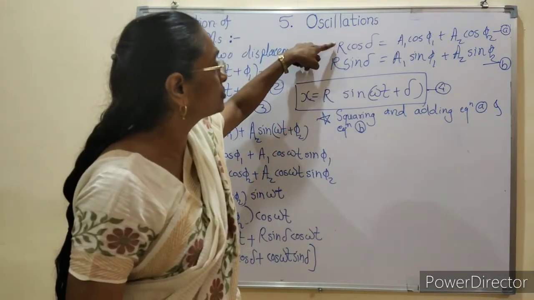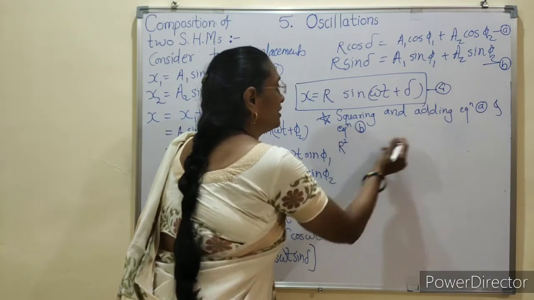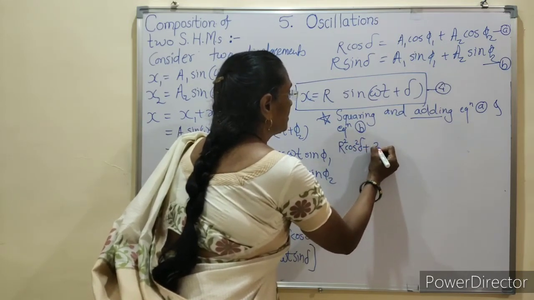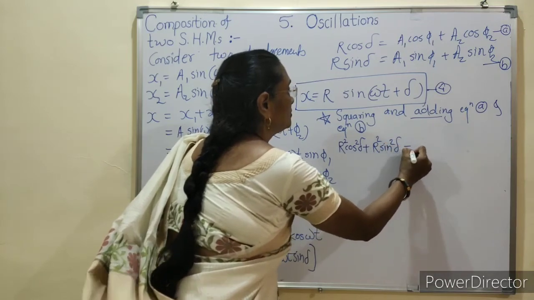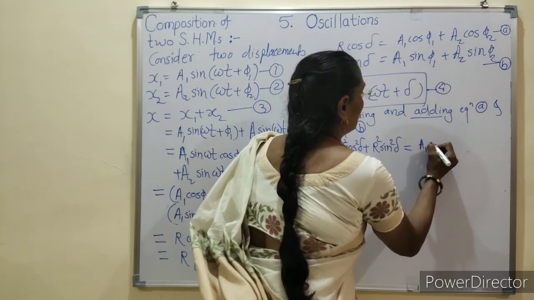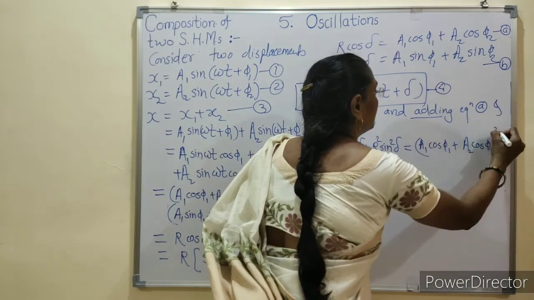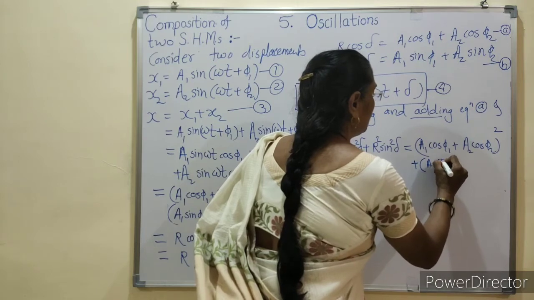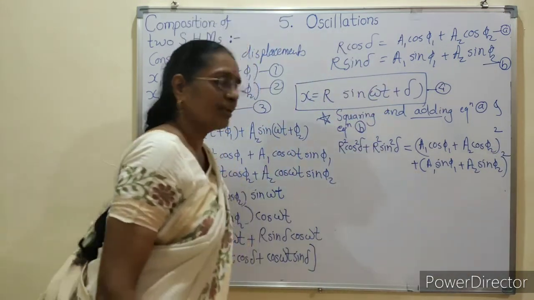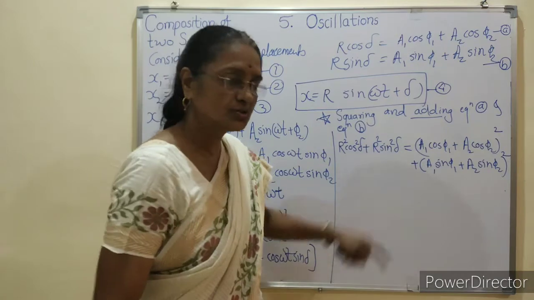How can we take the first square, LHS and RHS? We can write addition directly because we have to add also. So R square cos square delta plus R square sin square delta. This is the LHS. Now RHS also: square of A1 cos phi 1 plus A2 cos phi 2, plus square of A1 sin phi 1 plus A2 sin phi 2. Now on the LHS, R square cos square delta plus R square sin square delta is equal to R square.